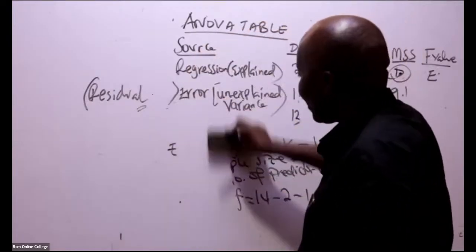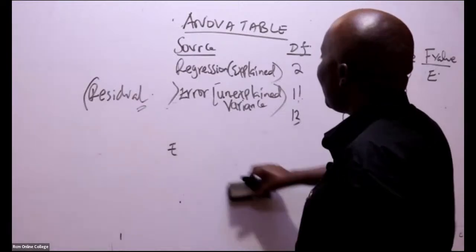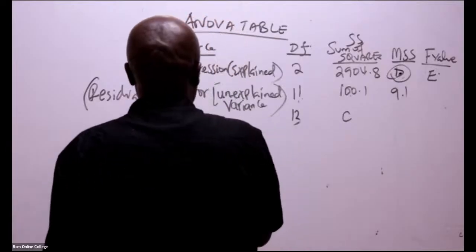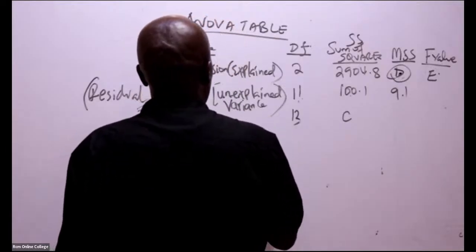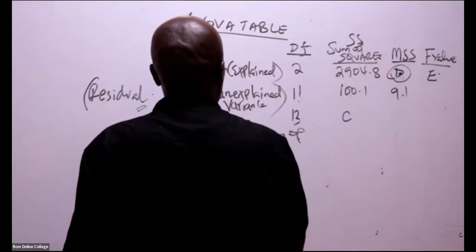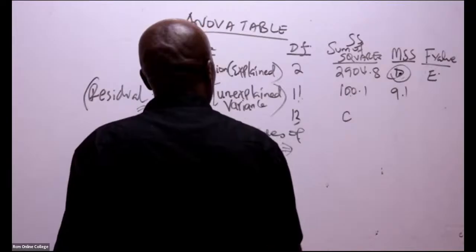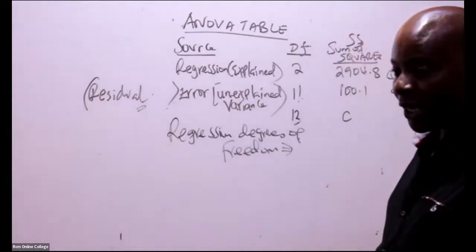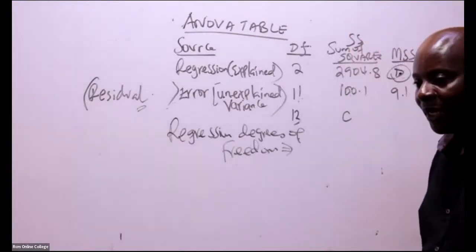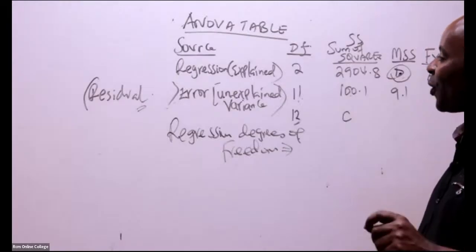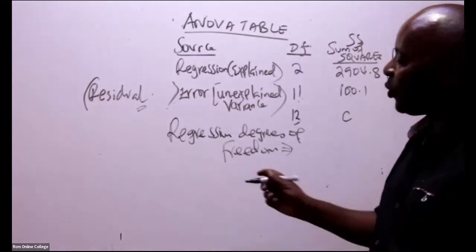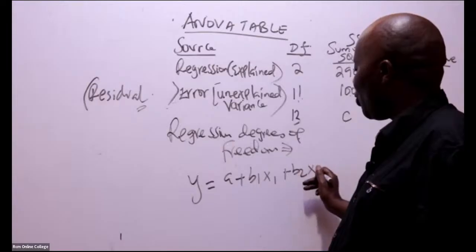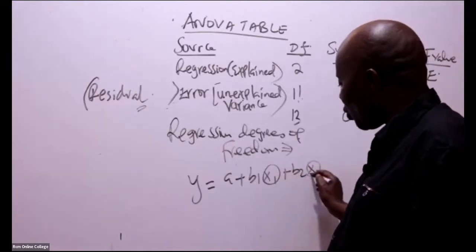Great. And then we have the last one, which is the regression degrees of freedom. K is the number of predictor variables. Like in our equation, A plus B1 x1 plus B2 x2, these are the predictor variables, and they were 2.